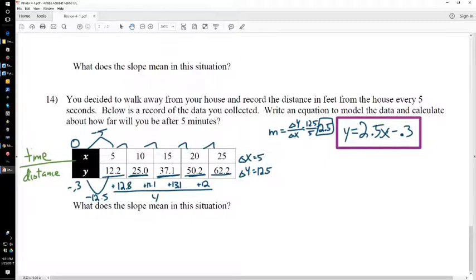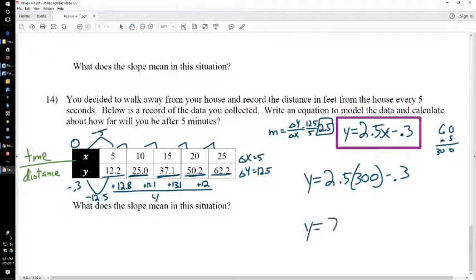So real quick, 60 times 5. That's 300. Yep, 5 minutes is 300 seconds. So here we go. Y equals 2.5 times 300 minus 0.3. So 2.5 times 300 minus 0.3 equals 749.7.